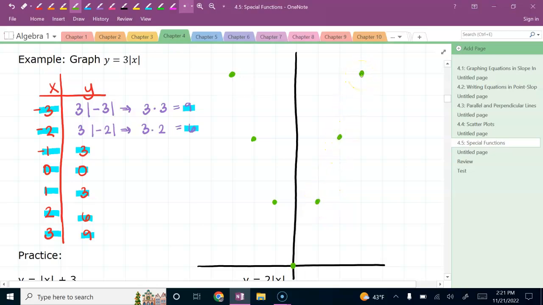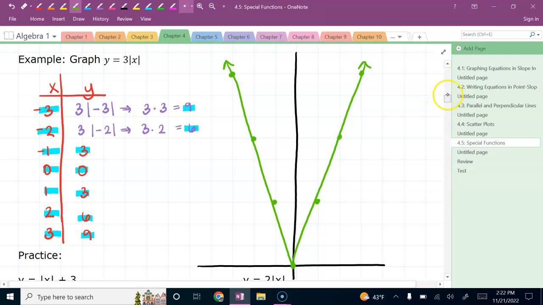But there's my points. And you can see how with this one, the points are a lot farther spaced apart from each other. And that's really because you took that absolute value graph times a 3. That's going to do what we call stretch the graph. So it's going to make that graph really tall and skinny. It's going to make it very narrow.